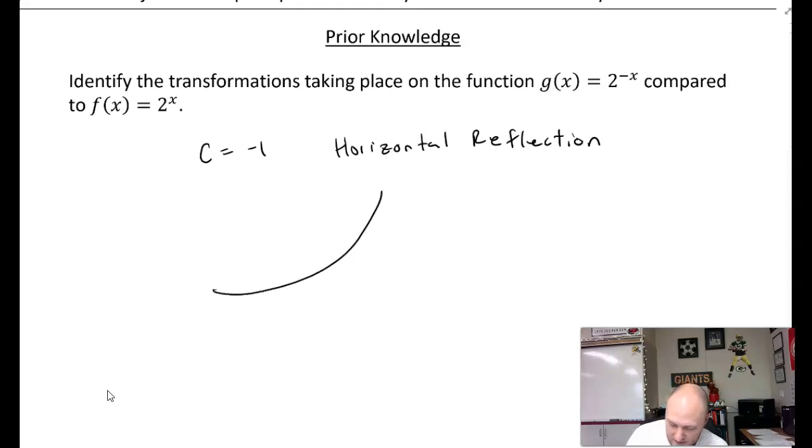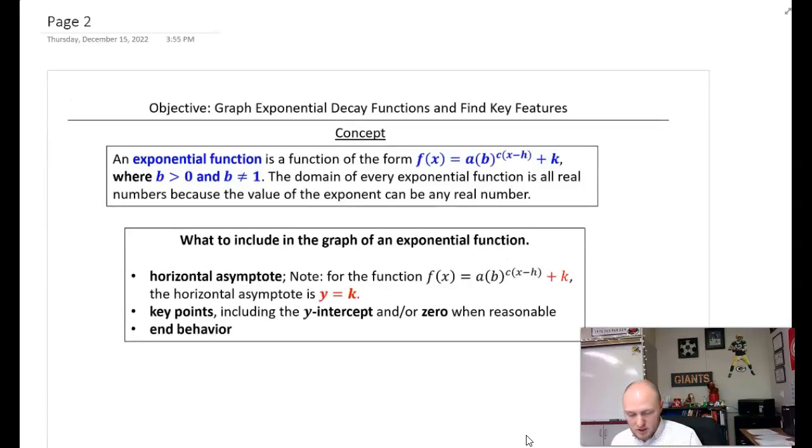Okay, now how does this tie into what we're talking about today? Well, if I have an exponential growth function, it looks something like this. If I go ahead and reflect this horizontally, or across the y-axis, I'm going to get a function that looks like this, which is an exponential decay function. Okay, so leading into what we're talking about.